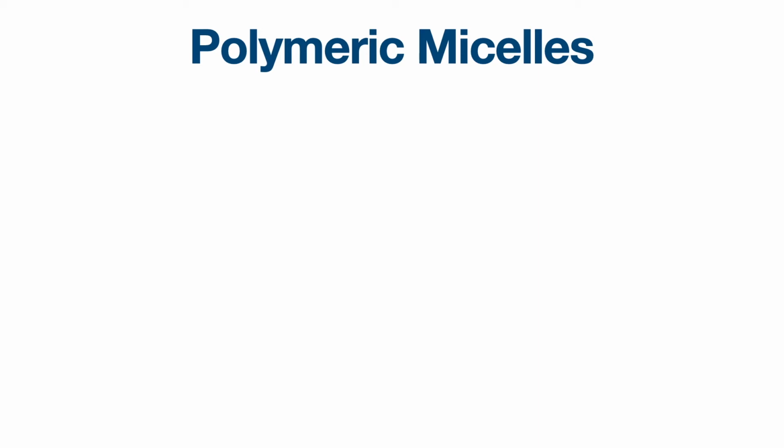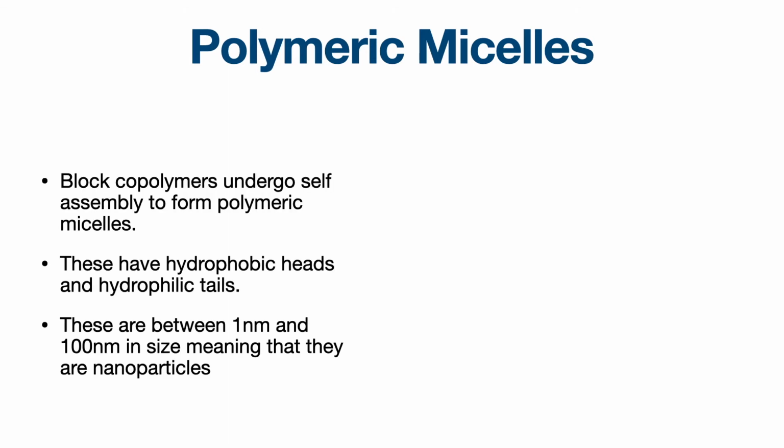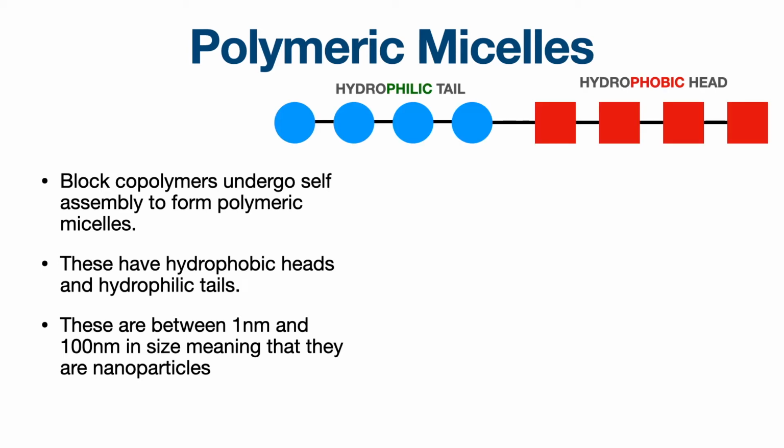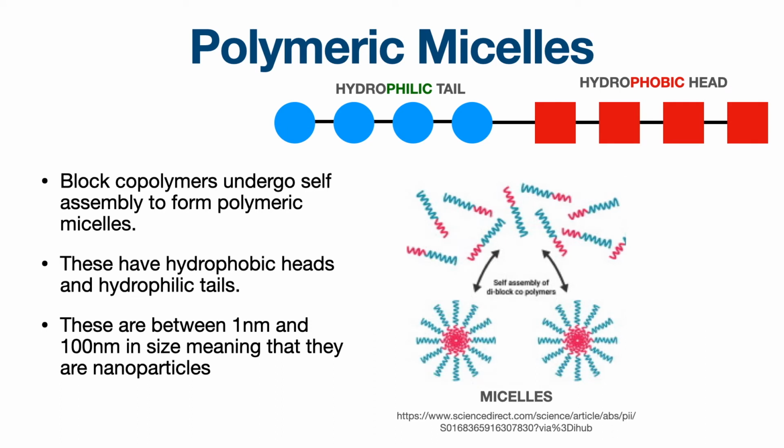One of the main ways in which this is done is through the formation of something called a polymeric micelle. These are nanoparticles, and a nanoparticle is defined as between 1 nanometer and 100 nanometers in size, so that's on the nanoscale. These polymeric micelles are formed when block copolymers undergo self-assembly. These micelles have hydrophobic heads and hydrophobic tails. If we look back to the block copolymer we saw on the previous slide, you've got your hydrophobic tail in blue and your hydrophobic head in red. These can then self-assemble to form micelles, as you can see here.